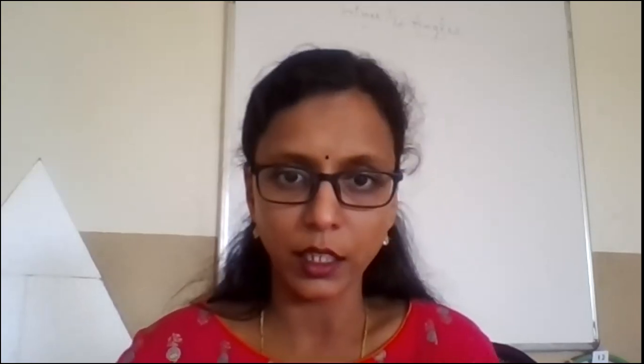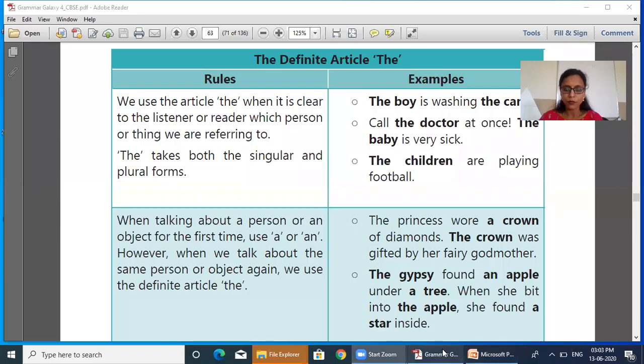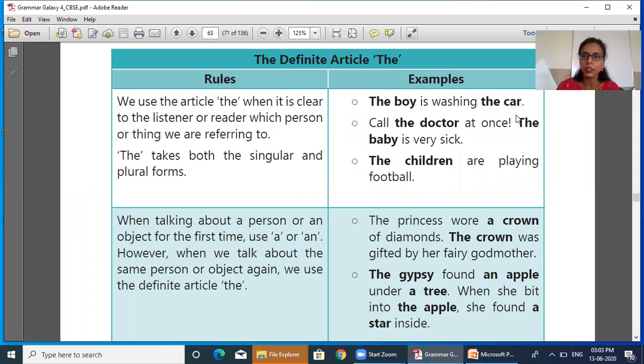Now let us move on and learn about the definite article and the rules to use it. Okay, let me present to you the rules and then I'll be explaining them to you. Yes, here it is. Okay, the definite article, the, rules and examples. Let's go one by one.